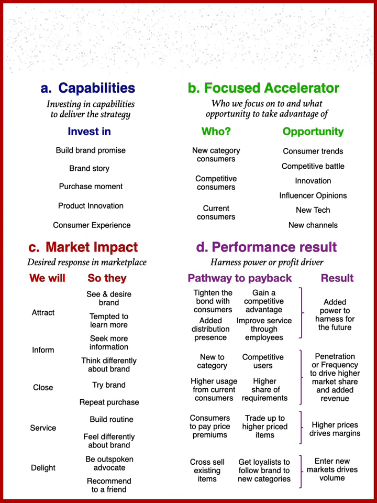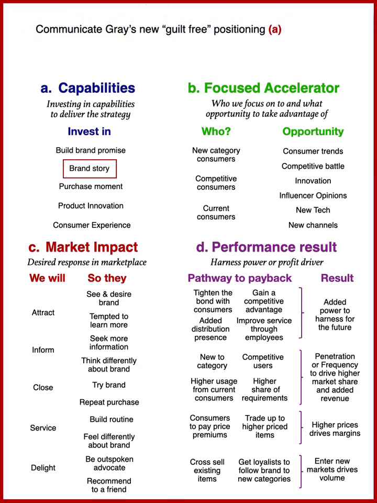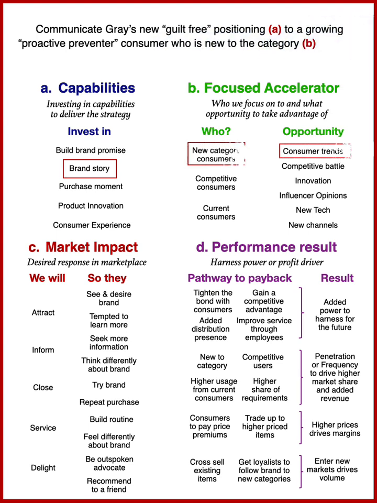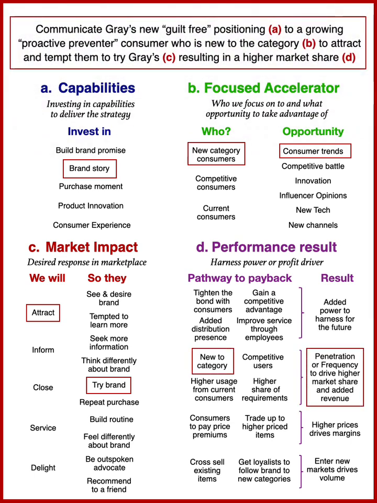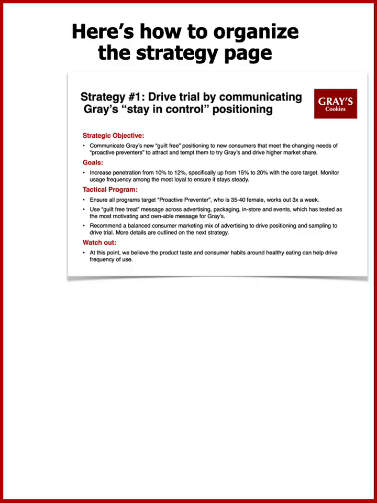So as I start to build out these statements, I start to focus on one at a time. And here we're going to build out a brand story for Gray's Cookies. We're going to focus on new consumers and build off the healthy trends we see in the marketplace. What we're going to do is try to attract them so that they will try the brand. And once they try the brand, we're going to drive higher penetration with added market share and revenue for our brand. This allows me to start to build out strategic pages.